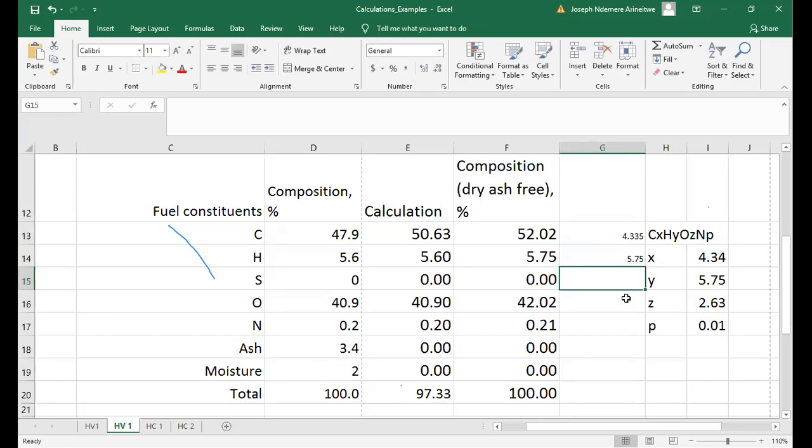Molecular weight is going to be 1. Of course, sulfur would be 0 in this case, but you would divide by the molecular weight of sulfur. Oxygen would be 42.02, divided by 16, and so on and so on. So this becomes our X value. This is what we have as 4.3. Our Y is 5.7. Our Z.